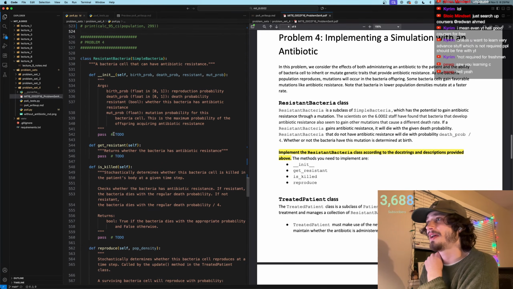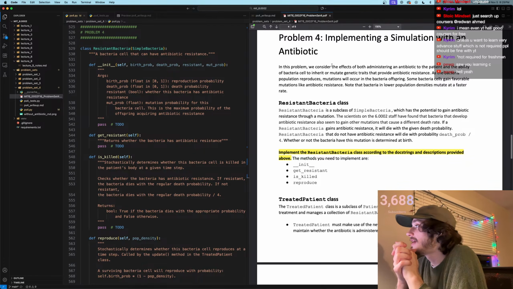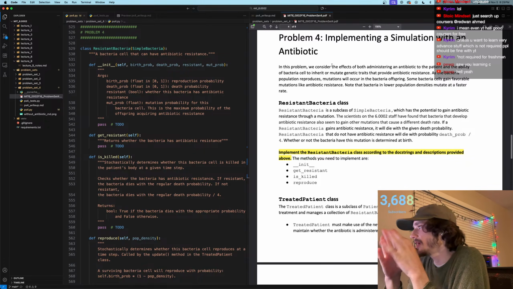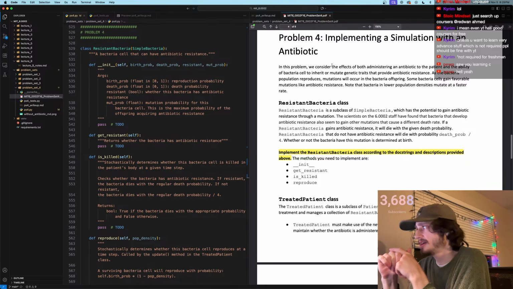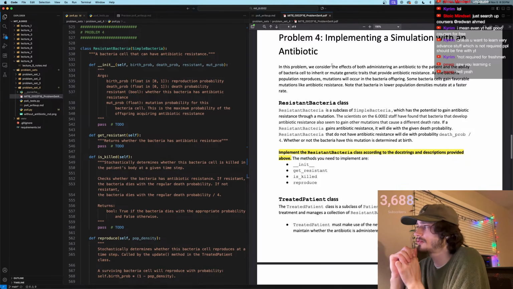Welcome, welcome, welcome. All right, let's do number 4. Problem 4. Implementing a simulation with an antibiotic. In this problem, we consider the effects of both administering an antibiotic to the patient and the ability of the bacteria cell to inherit or mutate genetic traits that provide antibiotic resistance. As the bacteria population reproduces, mutations will occur in the bacteria offspring. Some bacteria cells gain favorable mutations like antibiotic resistance. Note that bacteria in lower population densities mutate at a faster rate.